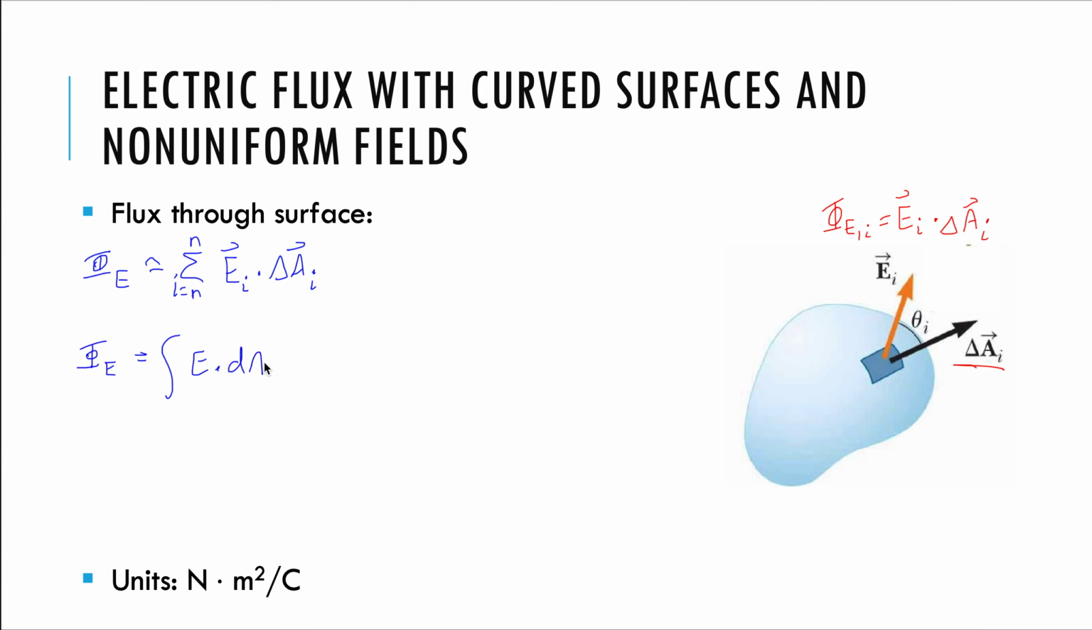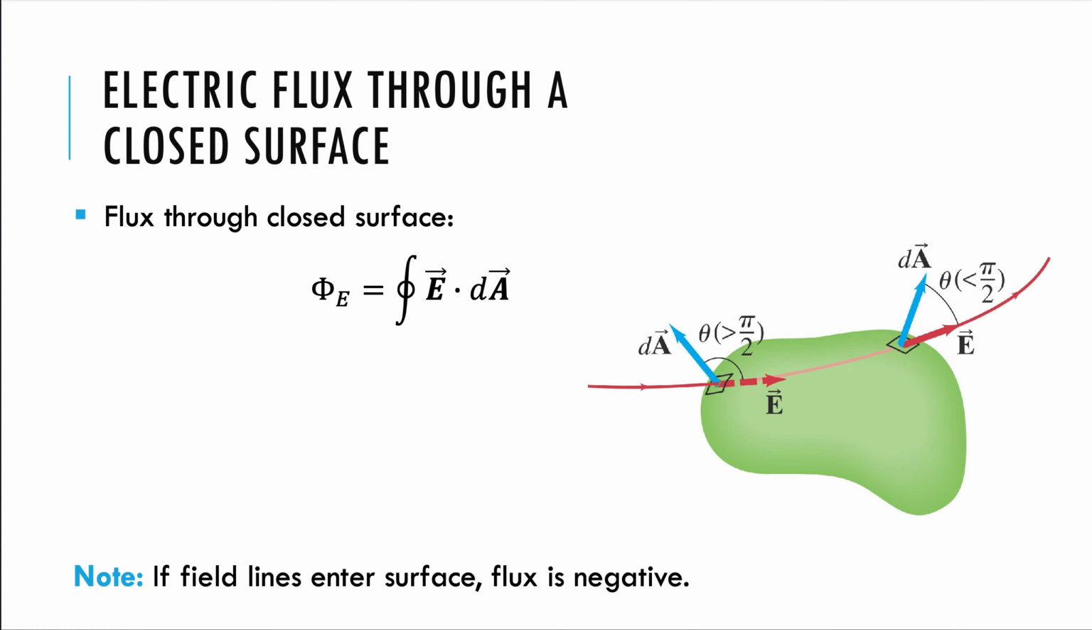This is a more exact answer to find the electric flux through a surface where the field may not be uniform and the area may not be flat. The units for flux are still the same, newton meters squared per coulomb. We can also generalize this to a closed surface. The integral is going to look the same. The only difference is that we now have a circle through the integral sign to specify that this is a closed surface rather than an open surface. But in either case, we have to integrate over the entire surface in question.